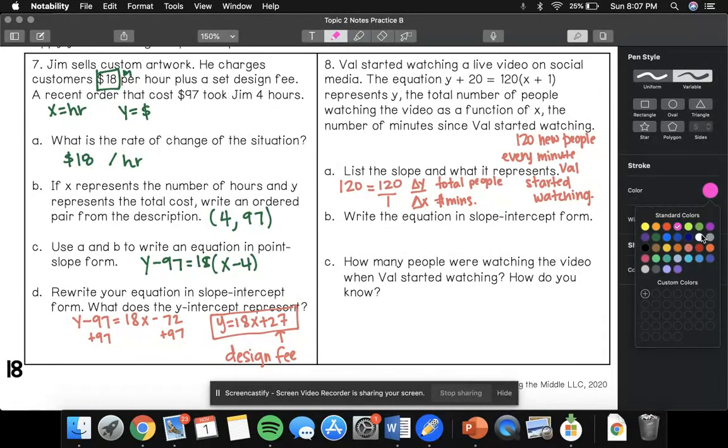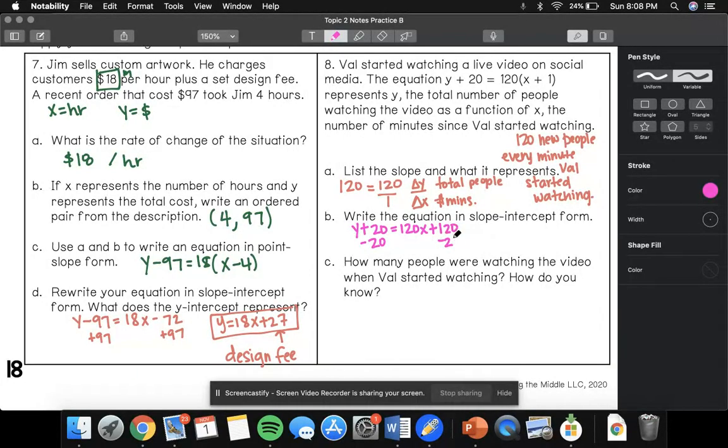And it says to write the equation in slope-intercept form. So let's distribute the 120. Let's just subtract 20. And we get y equals 120x plus 100.